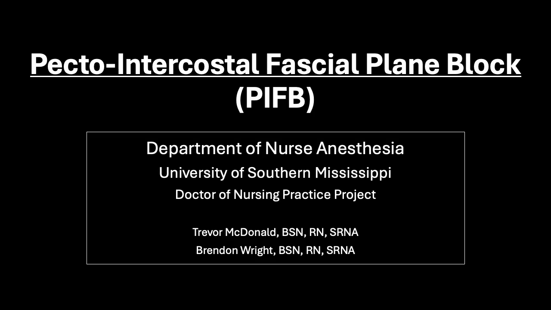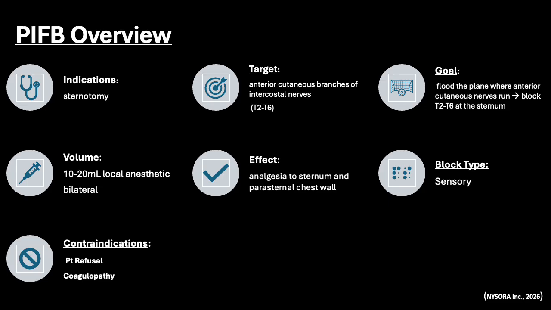The Pecto-Intercostal Fascial Plane Block is an ultrasound-guided regional anesthesia technique, commonly used as part of a multimodal analgesic strategy for patients undergoing median stenotomy, especially during coronary artery bypass graft surgery. The goal of the block is to anesthetize the anterior cutaneous branches of the thoracic intercostal nerves from T2 through T6. Local anesthetic is deposited within the fascial plane between the pectoralis major muscle and the internal intercostal muscle. This provides analgesia to the sternum and parasternal chest wall, while preserving motor function. Typical injection volumes range from 10 to 20 milliliters per side.